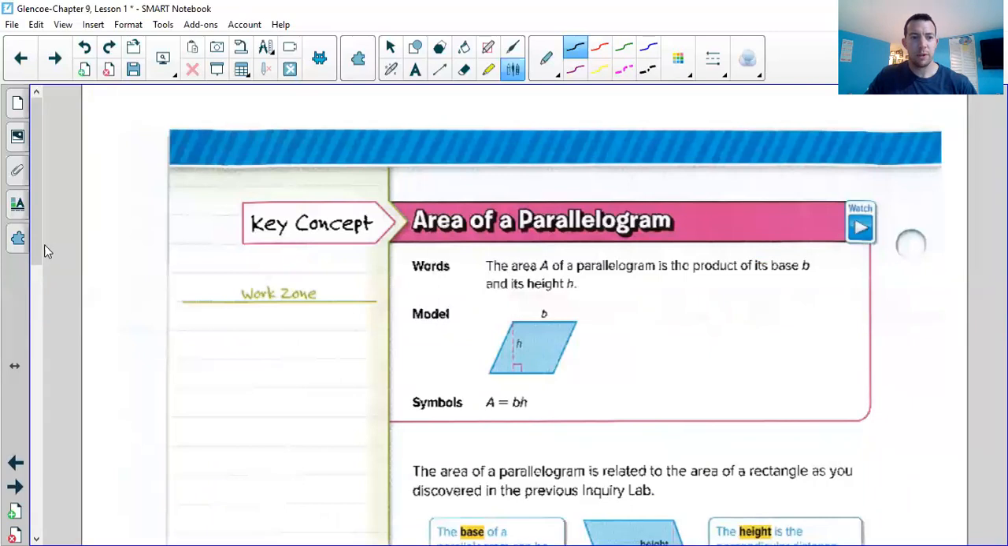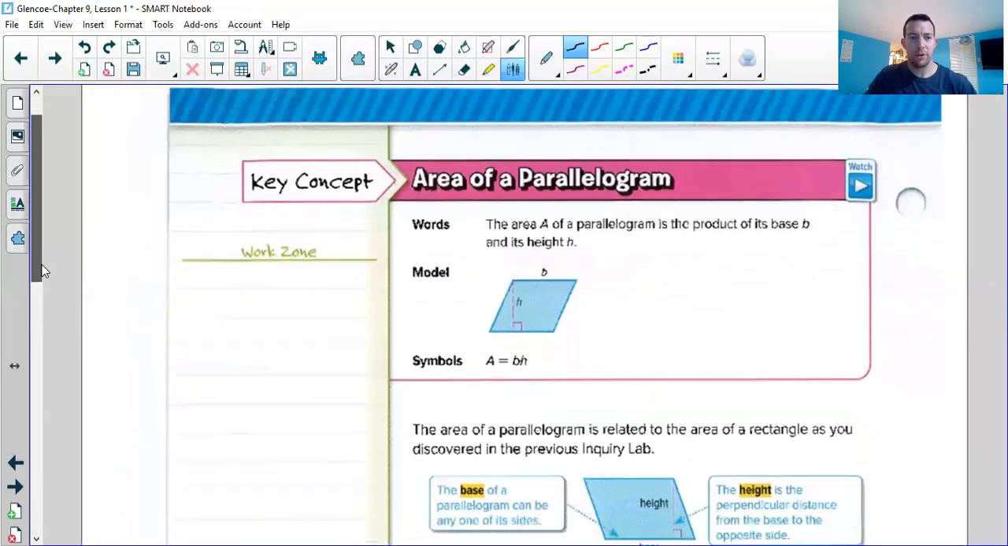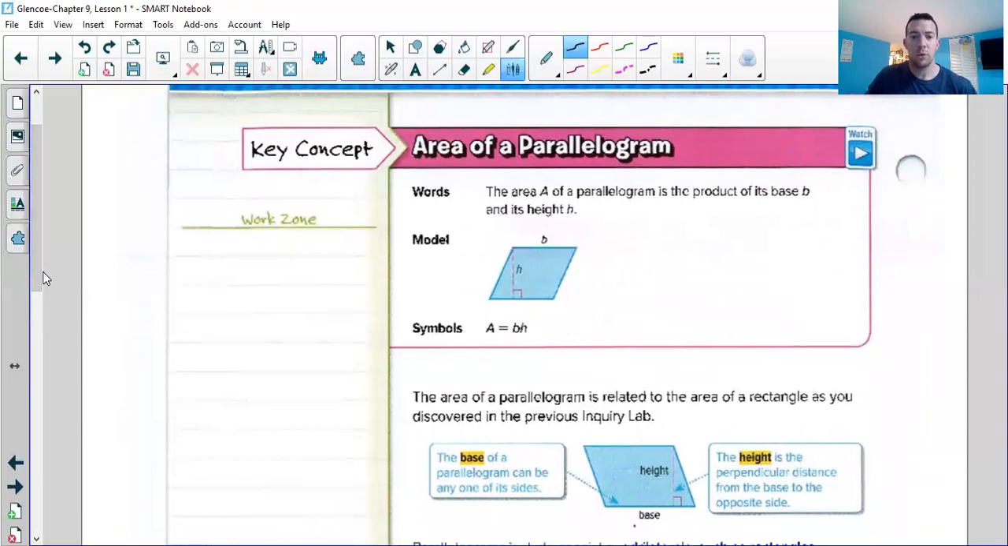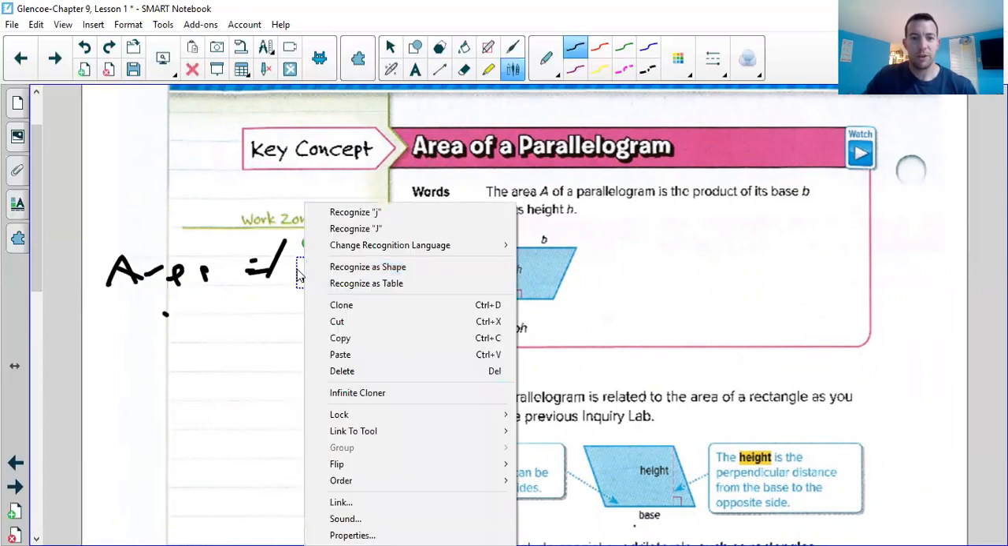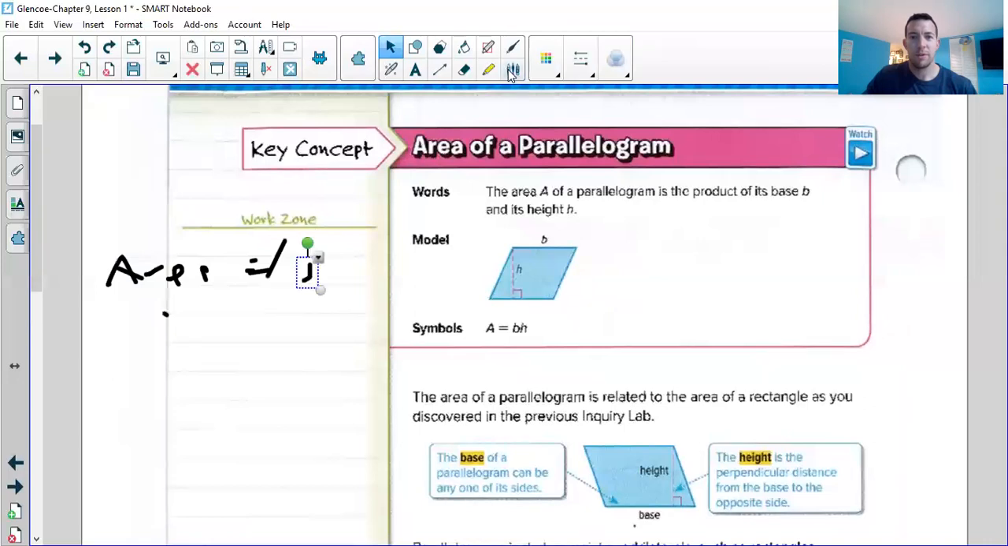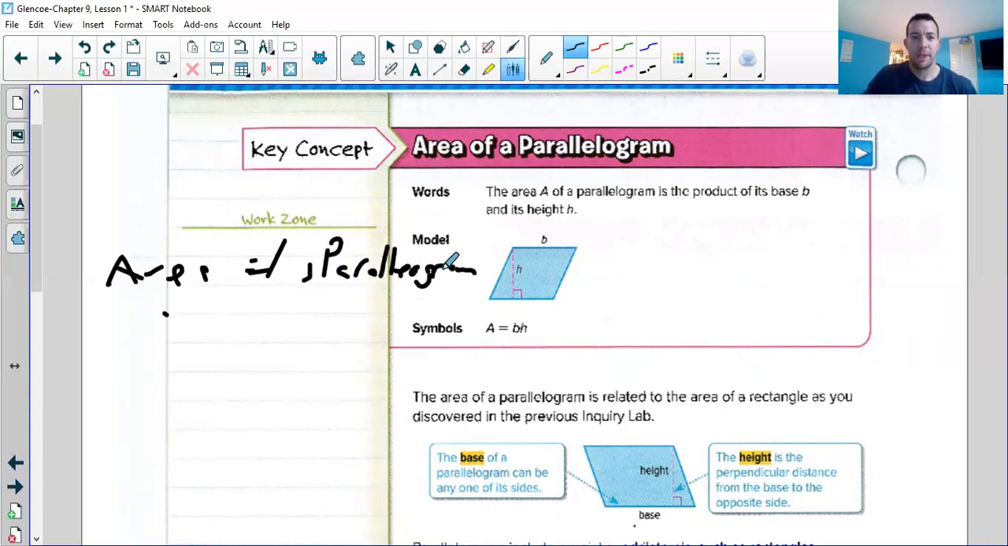Now, our key for today is going to be finding the area of a parallelogram. And what I would recommend to you is having a note sheet, and you're going to keep this for the whole lesson or the whole chapter. So you're going to write area of parallelogram. Hopefully your writing is better than this. And then this is the key.